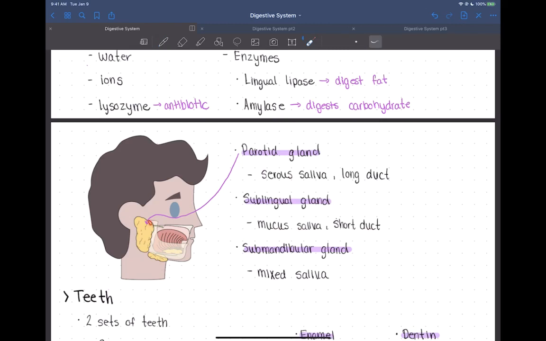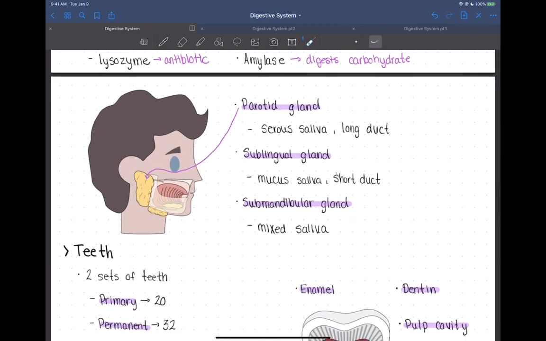So the parotid gland sits on your jaw. It actually sits right on top of that masseter muscle on the back of your jaw, and it sends its duct through that muscle and then into the oral cavity. So it has a very long duct, and so it makes a very serous saliva.